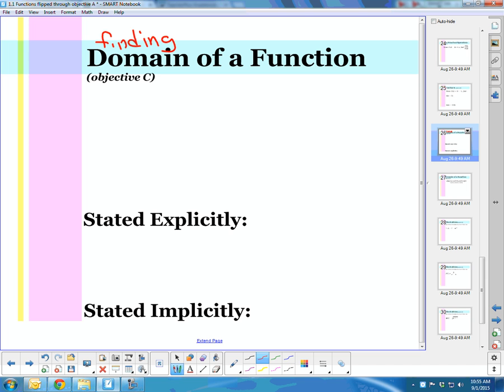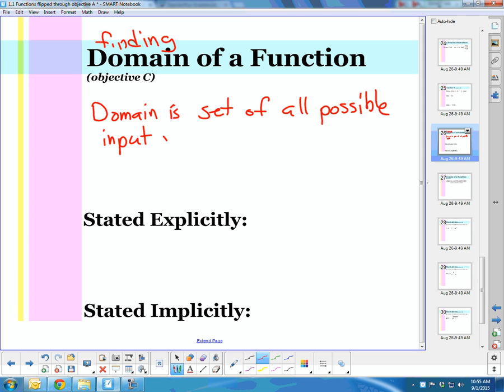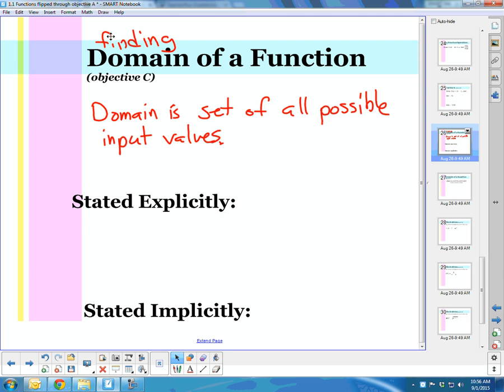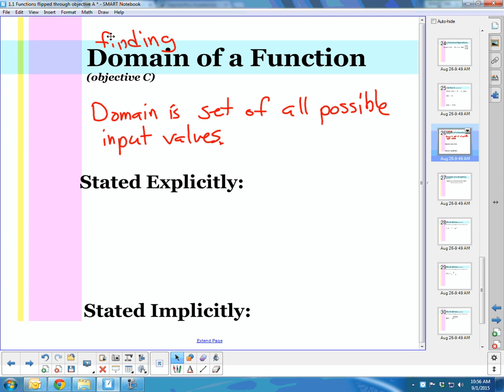Remember that in general, the domain of a function is the set of all possible input values. And those are generally the inputs that create outputs that are real numbers, where I don't end up with imaginary numbers, I don't end up with empty sets, but where I can put in a number and actually get out some sort of answer. Generally, the way we present our domains falls into two categories. One being that the domain is stated explicitly.